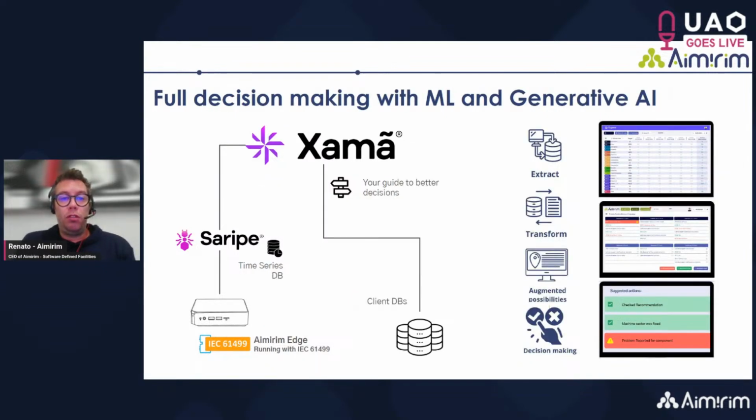And the last product, which is the Shaman, once we have all this data coming from different systems, such as the ERP, the MES, the CMMS, information coming from sensors, then we have a lot of data, and this data can be used for machine learning and generative AI, because we are managing the knowledge about manufacturing processes. So Shaman is your guide to better decisions.